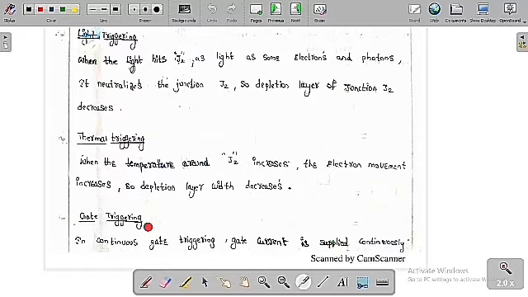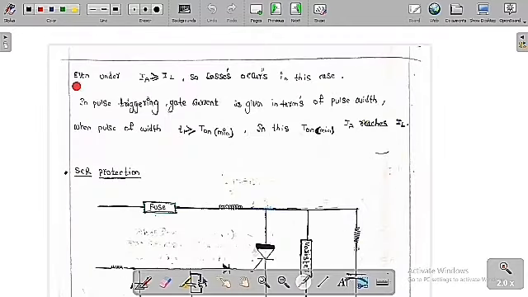And one more method is gate triggering. In continuous gate triggering, gate current is applied continuously even when IA is greater than or equal to IL, so loss occurs in this case. Continuous gate trigger means you apply the gate current even when the SCR is on. So what happens? Even when the SCR is on, if you still apply the gate current, you get losses. There is no need to apply the gate pulse when the device is on, because turning it off is not in our control. Therefore, you don't have to apply the gate current when the device is on.